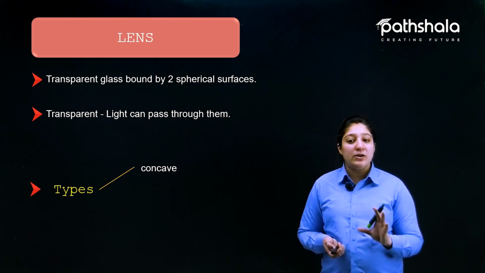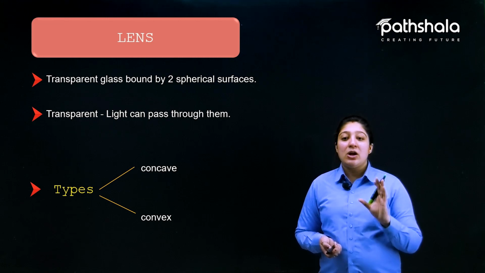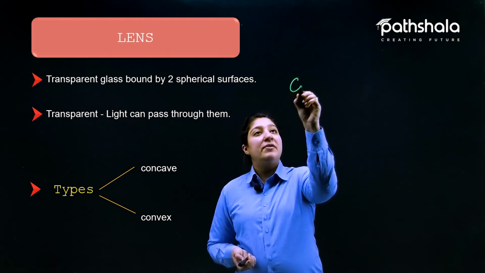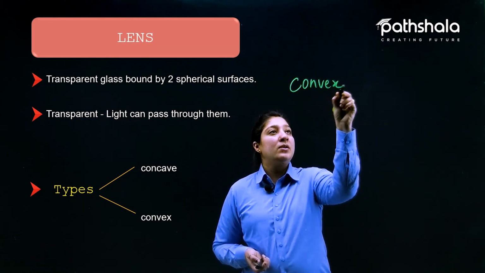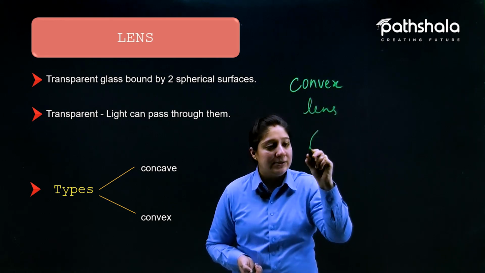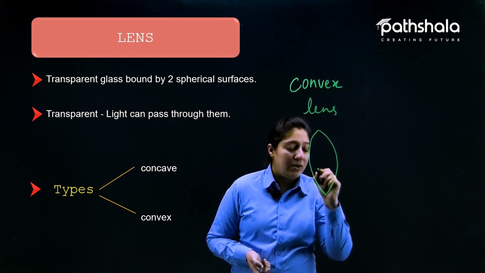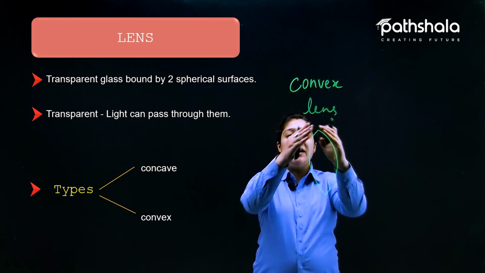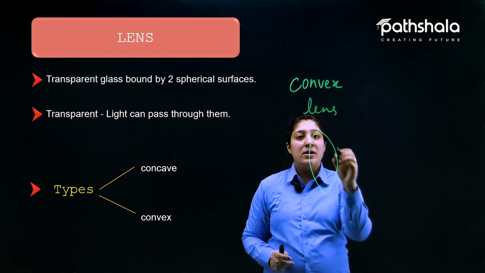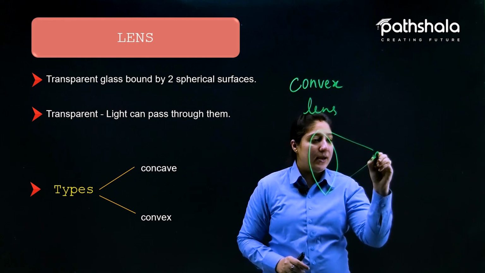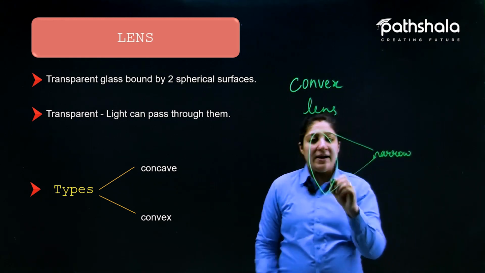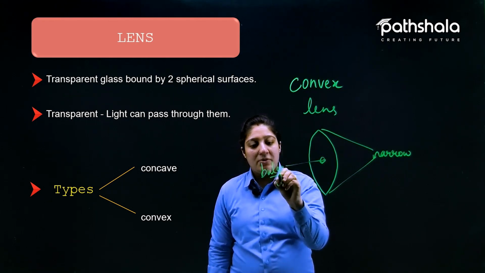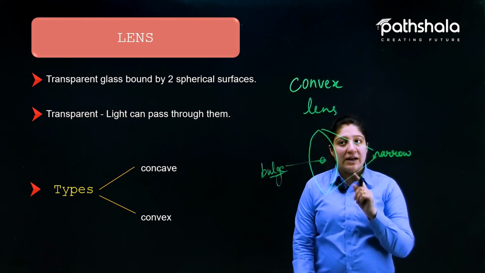Lenses are basically of two types, concave and convex. Now what is a concave lens? What is a convex lens? Just understand here. First of all, convex. Now a convex lens is like this. It is bulged in between, at the center, and at the ends it is narrow. Like here, from the ends it is narrow, and in between at the center it is bulged. Now because of this, these are known as convex lenses.